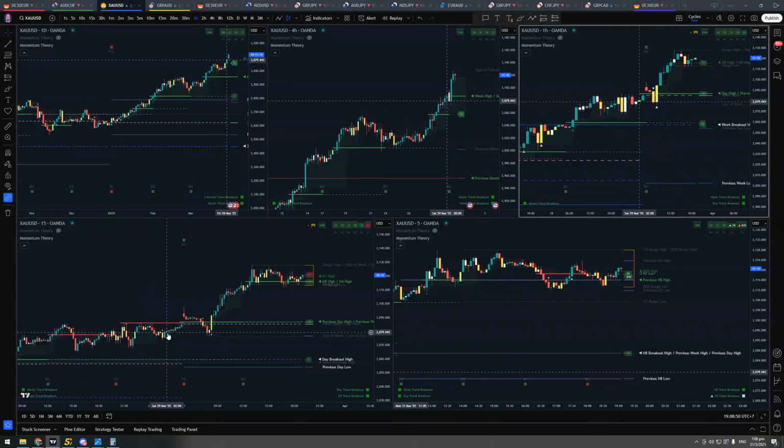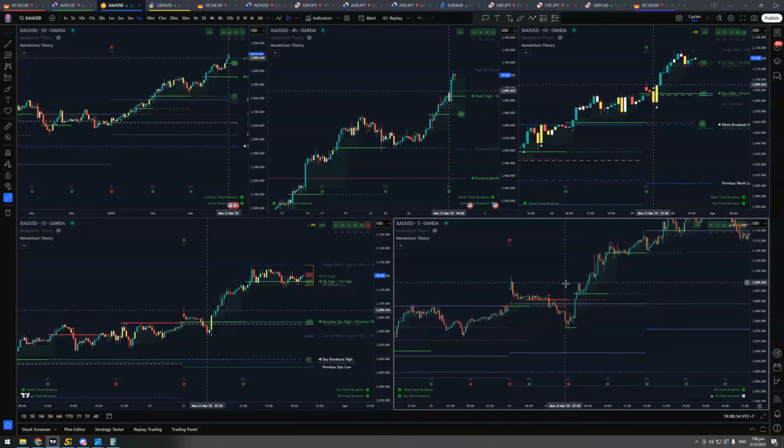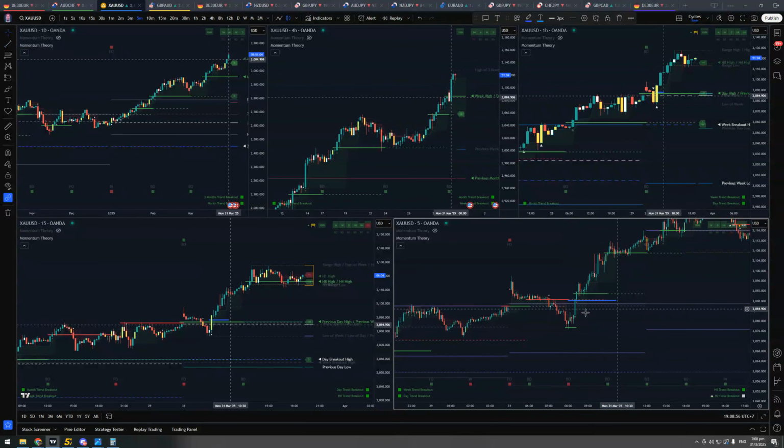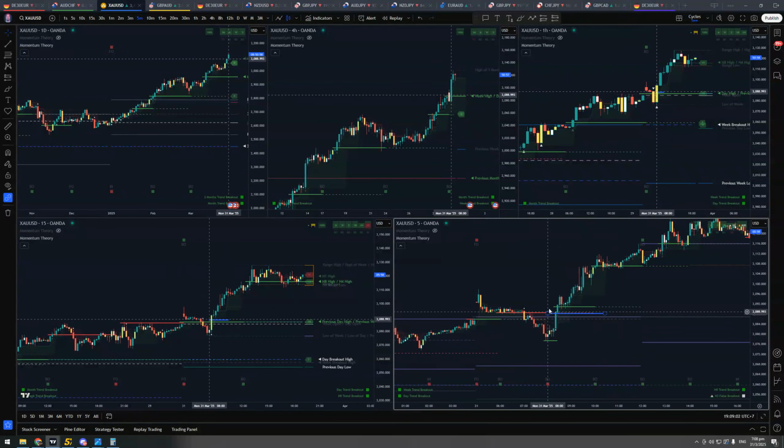This one right here would have been good. We have a false breakout move here. Breakout reversal, false breakout, trend reversal. That would have been really nice to take. What time was that?